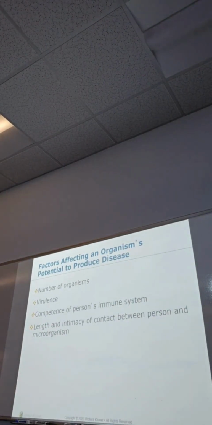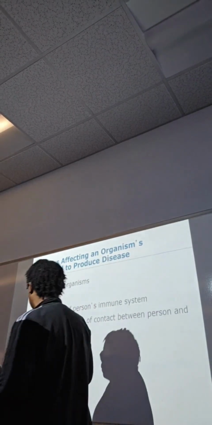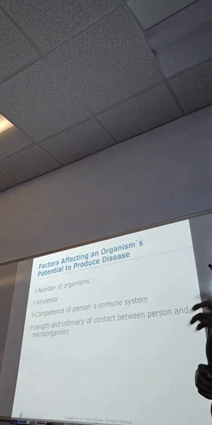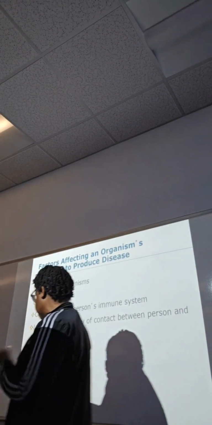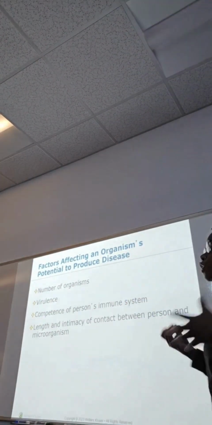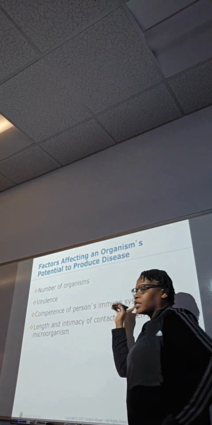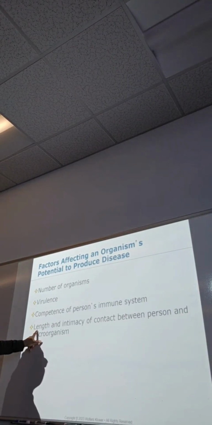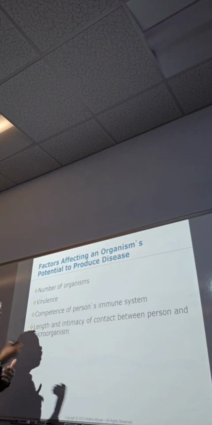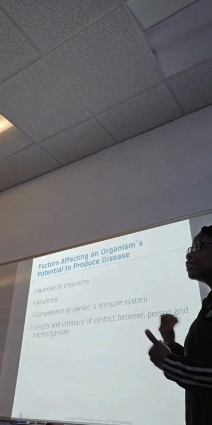The other thing that you must be aware of is the factors that affect the organism's potential to produce the disease. You look at the number of the organism, and again, this is all going to be found in that culture and sensitivity result that you do. Virulence is basically how strong that pathogen is, and the competence of the immune system. In other words, how susceptible or how weak is that patient's immune system. And then the length and intimacy between the person and that microorganism. In other words, how long has this person been dealing with this pathogen?